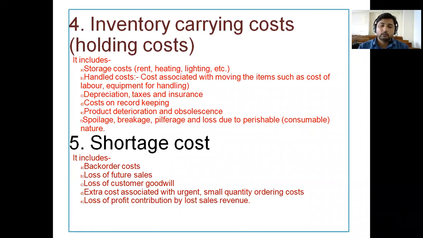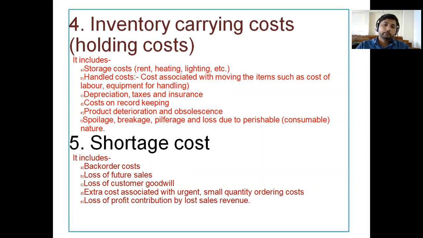So according to the nature of the product, after some time period, the quality of such a product will decrease. Then shortage cost. What is meant by shortage cost? The cost which needs to be borne by the company due to the shortage of product in the market. Okay, so the cost will be associated with backorder cost, loss of future sales, loss of customer goodwill, extra cost associated with urgent small quantity ordering, and loss of profit contribution by lost sales revenue. Okay, so those costs we discussed in yesterday's lecture.